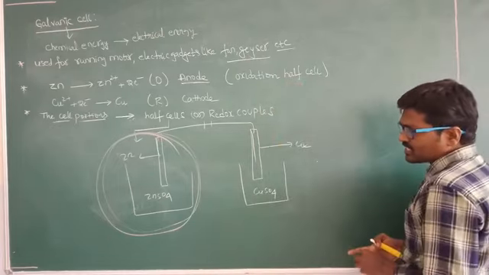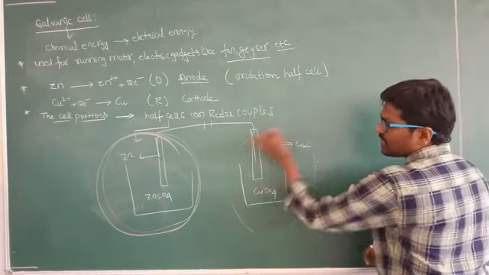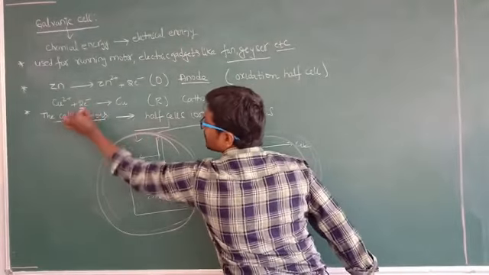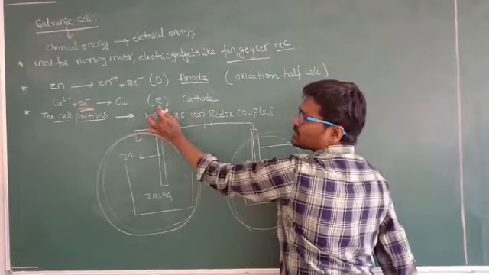Next, coming to this one. In this half cell, Cu2+ is converting to Cu, which is nothing but gain of electrons. Gain of electrons means reduction.